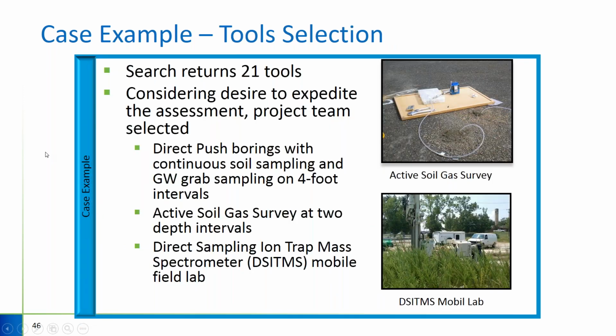So this set of search conditions returned 21 tools. So then, the ones that the project team used, basically the point is that this tools matrix would have yielded basically what the project team did here. So they had direct push sampling for soil and groundwater, which we already talked about, the active soil gas surveys at 2 different intervals, and then the on-site lab.